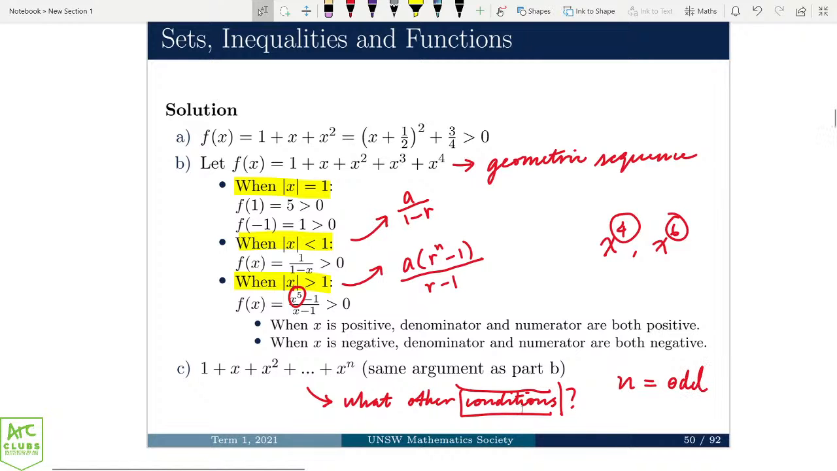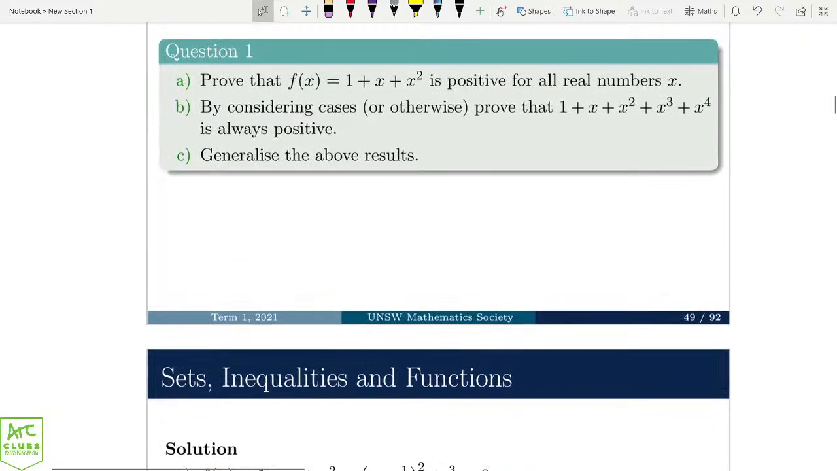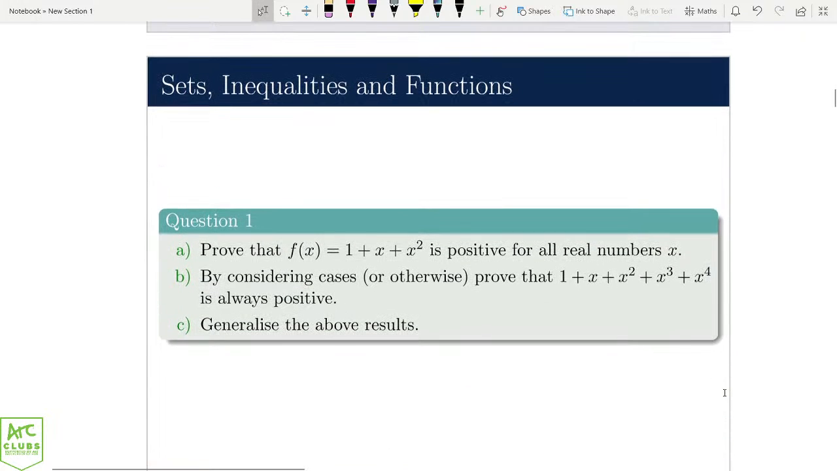So that's a very important condition that's not stated in the question, but you need to consider when you're generalizing the result you got from part A and B.